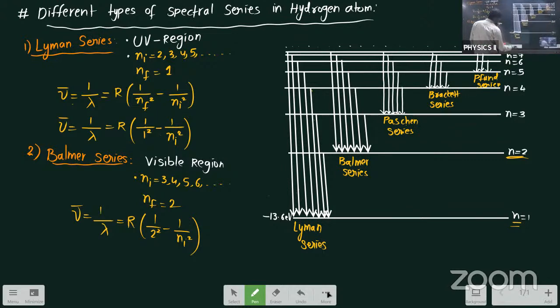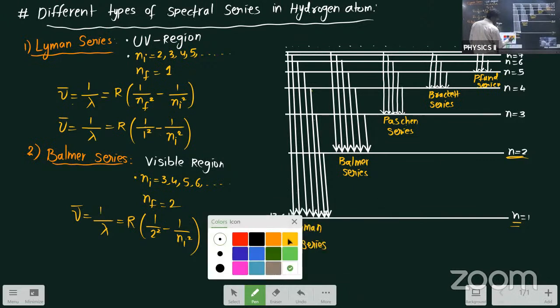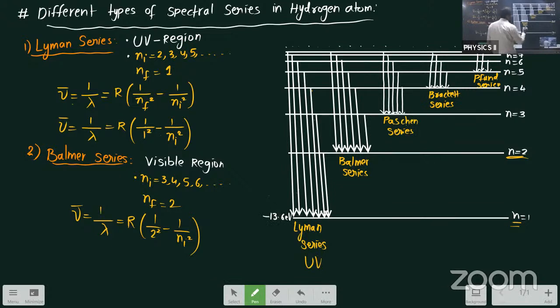So Lyman series lies in which region? Lyman series lies in the UV region, ultraviolet region. And Balmer series lies in which region? Visible region. And Paschen series lies in which region? It lies in the infrared region. Brackett series also lies in which region? Infrared region. And Pfund series will also lie in which region? IR region. Now you are supposed to write the answer in a similar manner.